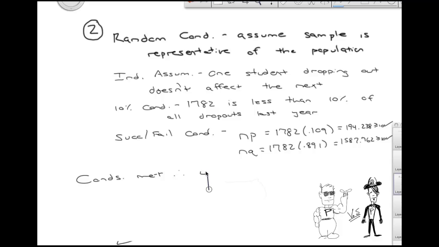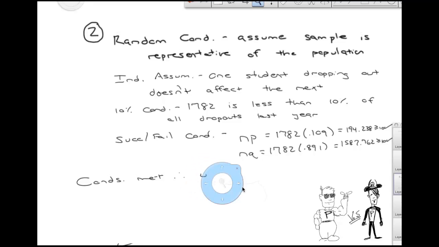I want to go back to what we were doing in Chapter 18 here for a second. Okay, conditions have been met, so that means the sampling distribution is approximately normal, and we're going to use a normal model.